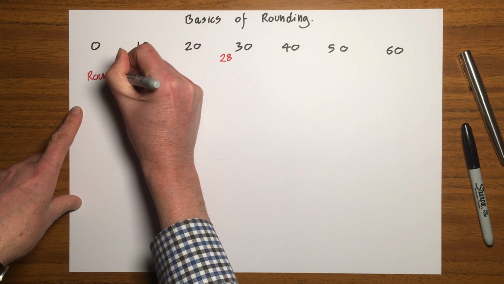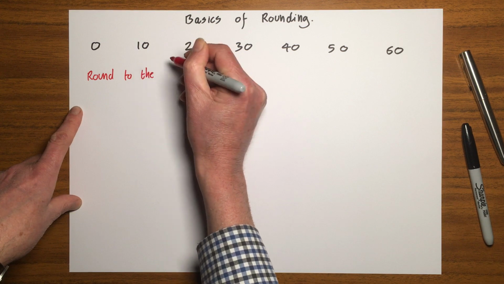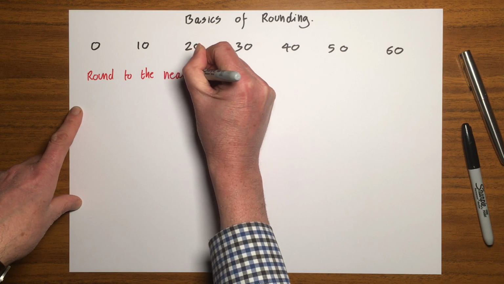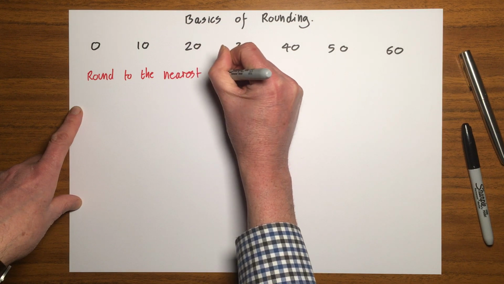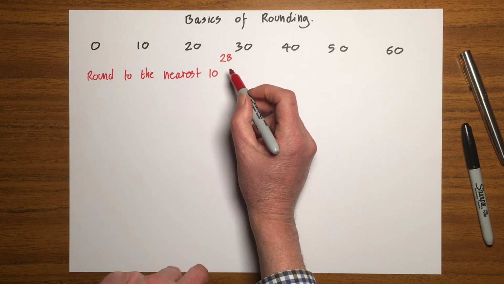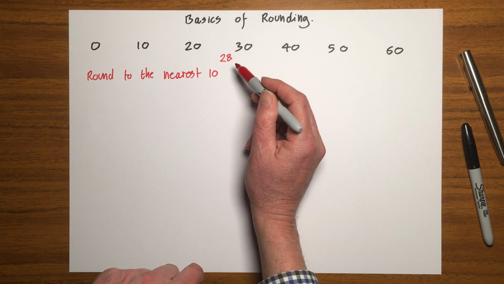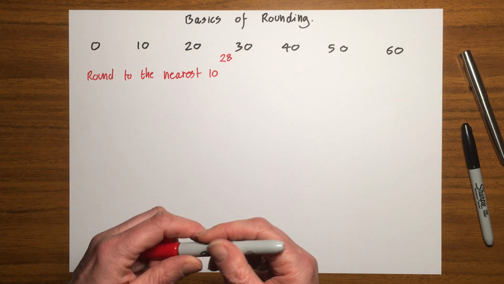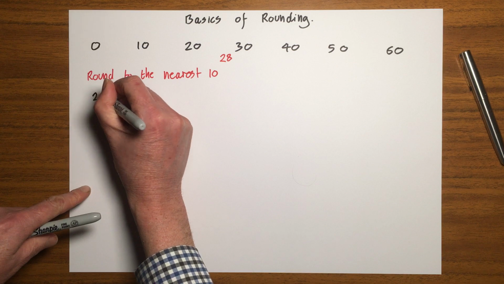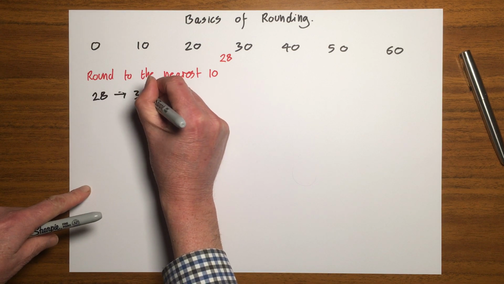What I want to do is see which 10 it is nearest to, which is why it is called round to the nearest 10. So going back to my 28 here, I just have to think to myself, is it closer to 20 or closer to 30? And clearly 28 is closer to 30. So rounding to the nearest 10, 28 rounds up to 30.